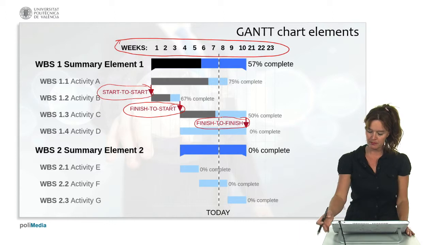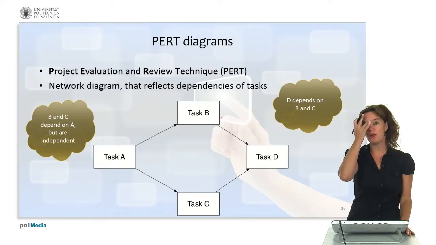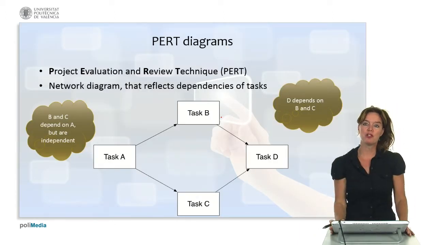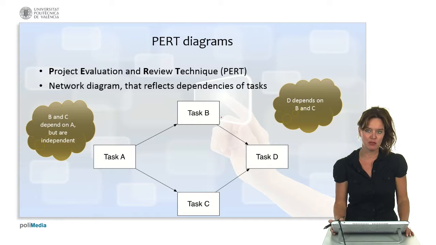WBS. Other techniques that we have for project planning are PERT diagrams. PERT stands for Project Evaluation and Review Technique. So a PERT diagram is better in reflecting dependencies of the tasks.